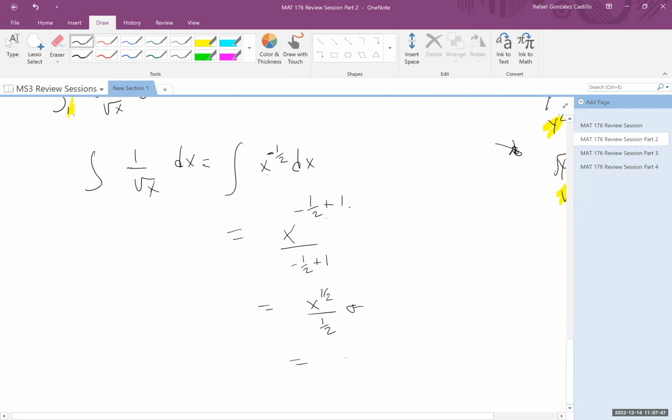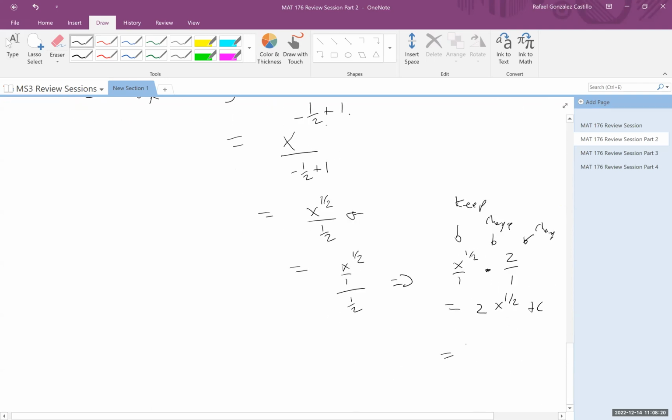This is a complex fraction. This is x to the 1/2 over 1, divided by 1/2. So we can use the keep change flip method. So we have x to the 1/2 over 1 times 2 over 1. We keep the first fraction the same, we change the sign from division to multiplication, and then we flip the second fraction. Instead of 1/2, I'm going to multiply by 2/1. And you can see that this becomes 2 times x to the 1/2 plus c, because remember, we were taking an antiderivative. You could simplify that a little bit more and bring back the square root, and that will be what the indefinite integral is.